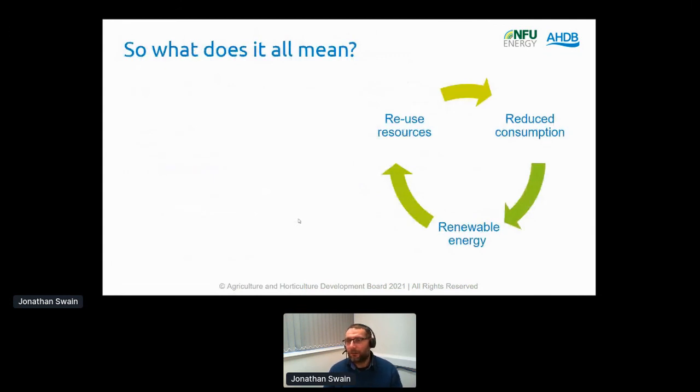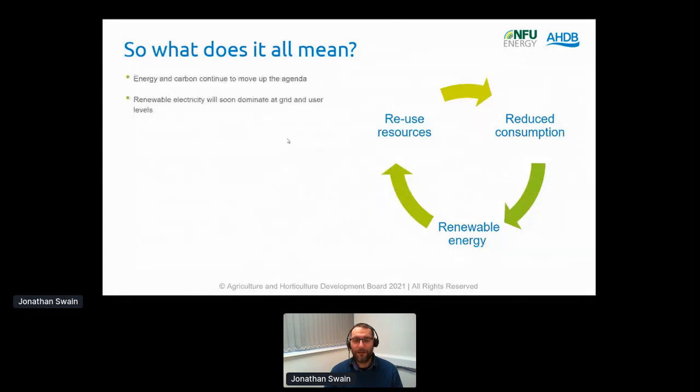Practical things for horticulture: reduce our consumption, reduce our emissions, look at renewable energy. That's something we've taken up quite a lot over the last 10 years. I'm sure there's more capacity to do that in commercial horticulture. There's a lot more capacity. Reuse our resources, this virtuous circle that people talk about. This is the way that we will all head towards net zero together, if we keep these principles in mind.